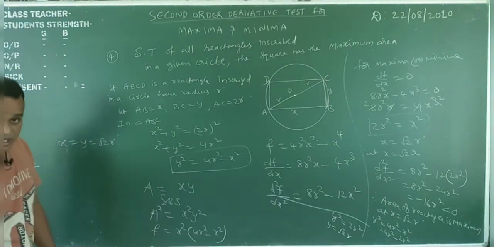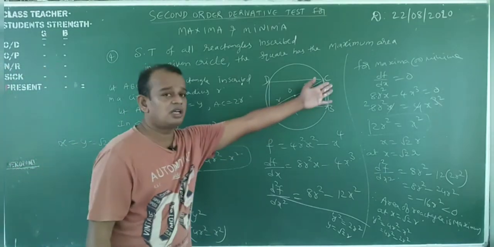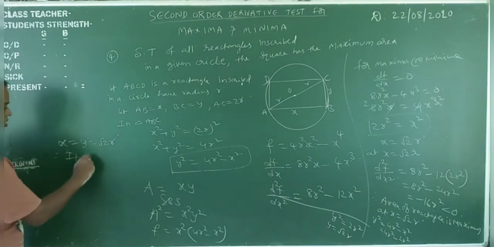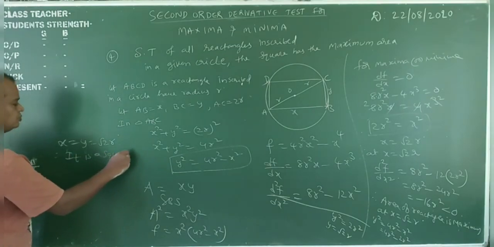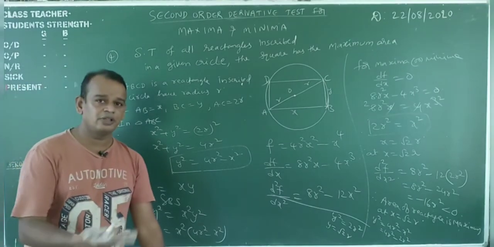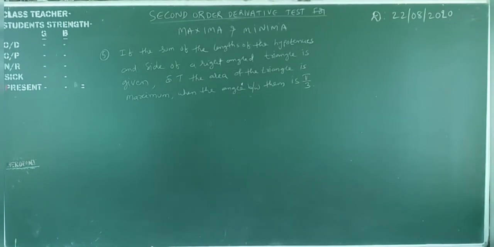What is the meaning of that? x is equal to y is equal to root 2r means length and breadth are equal. Therefore, it is a square. It is a square, my dear students. Okay, we go into the next problem. My dear students, we are going to the next problem.